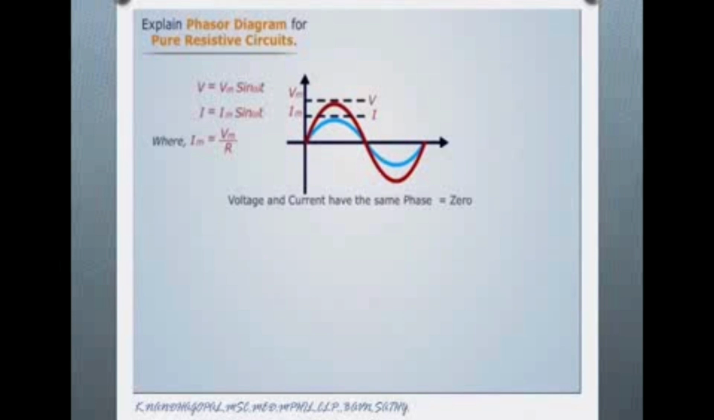There is no phase difference between the flow of current and the voltage. So voltage and current have the same phase, that is 0. When the resistor is connected to the circuit, there is no phase difference produced. The flow of current and the voltage are in the same phase.